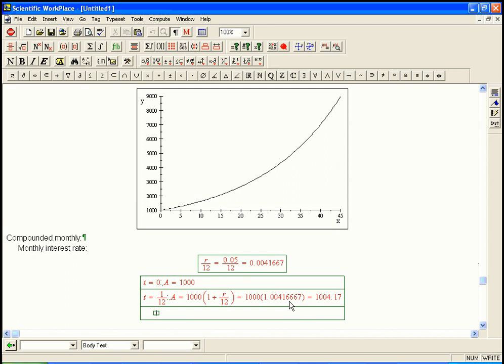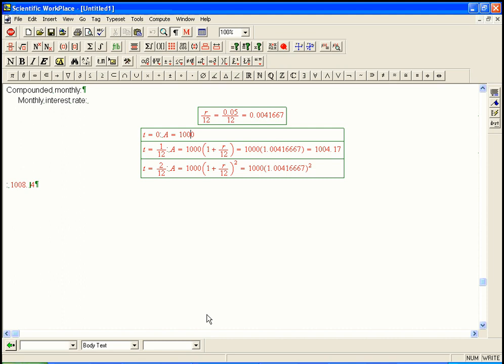If t equals 2/12, they're going to do that process twice. They're going to take that number, which was already multiplied once by 1 plus r over 12, and multiply it by that again. So it's going to be 1 plus r over 12, squared. And so that's 1,000 times 1.0041667 squared. I'll have it calculate that for me: $1,008.40. Let's put it up here. Okay, well, let's not step through all the months.